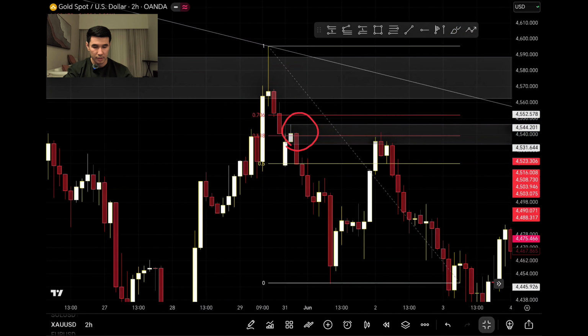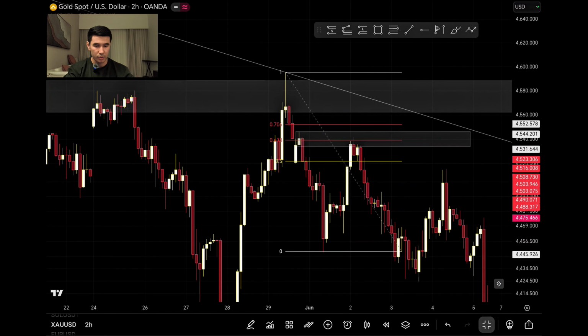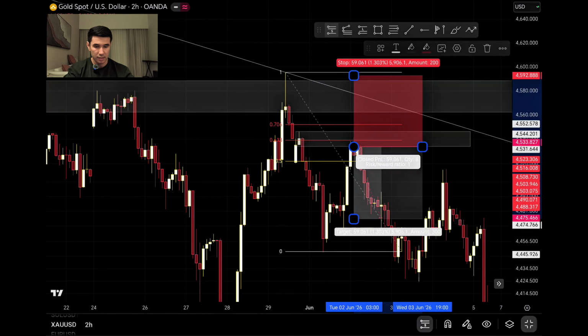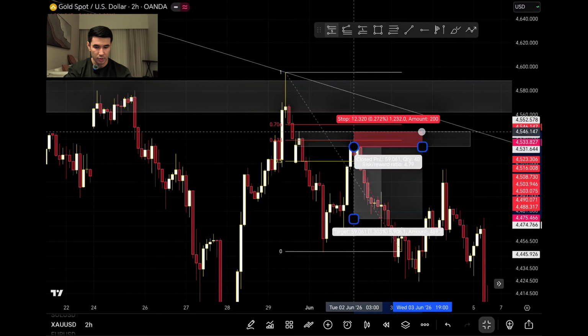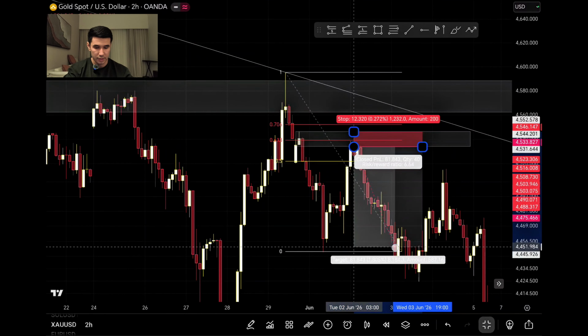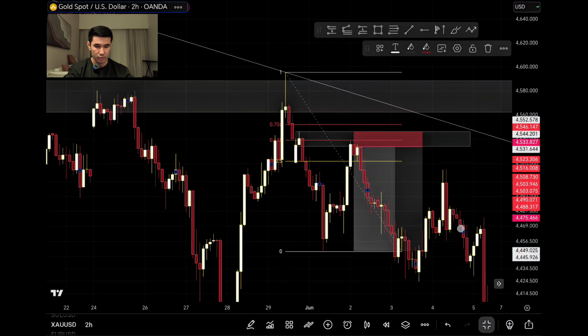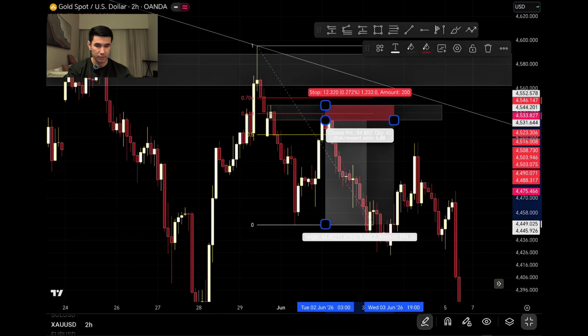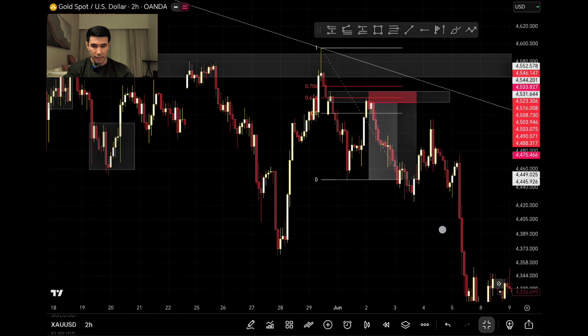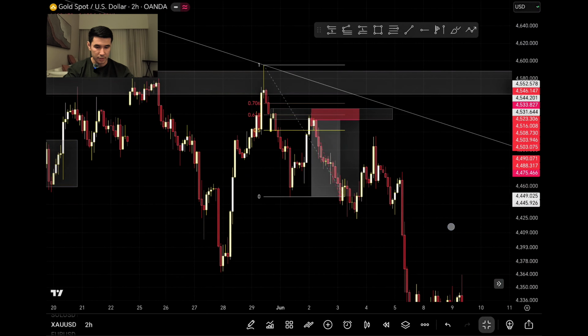Yep, there we go. So you will just enter from this order block for the sell. Your stop loss is going to be on the top, and take profit is going to be here. So it takes your take profit right away. So okay, what else we got?